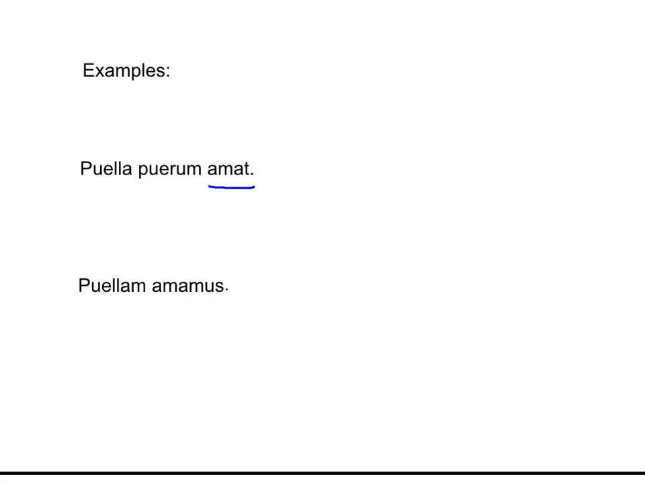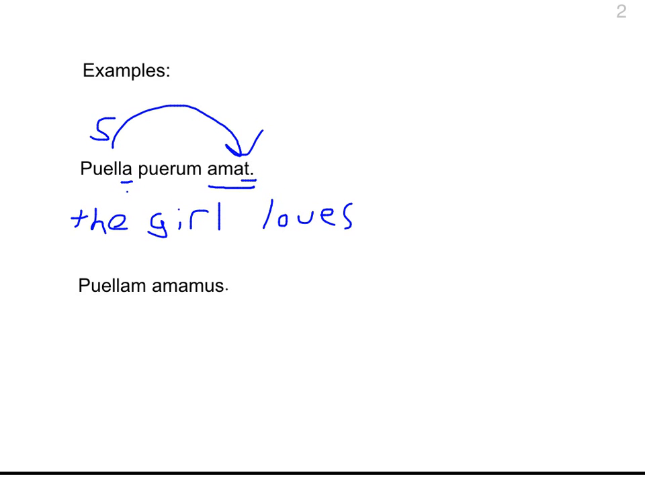So, we know that this verb amat is going to be a he or she because of our person ending. There's a T there. It tells us it's he or she. And we scan our sentence again. The first word is puella, has an A ending, which is the nominative ending. It means it's going to be the subject. And lo and behold, that lines up with our verb, which is a he or she. So this sentence is the girl, which is puella, loves. And then our direct object is puerum, which is boy.